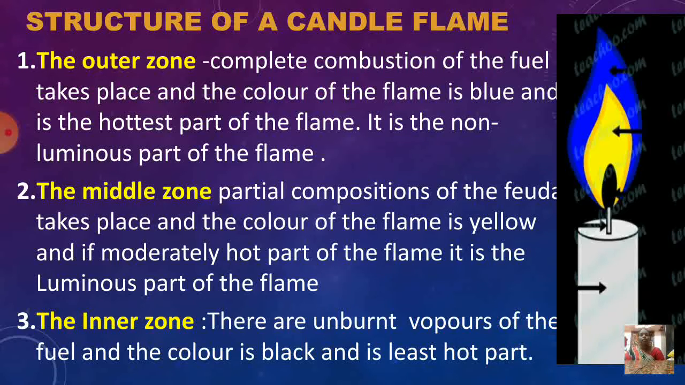Children, next we are going to discuss the inner zone. It is the innermost part of the flame, close to the wick, where unburnt wax is present, and the color is black. It is the least hot part of the flame.